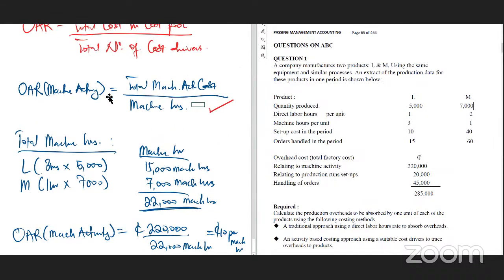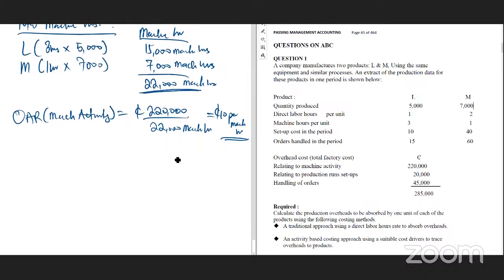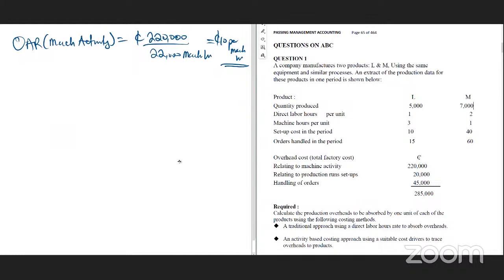So if you go to OAR for machine activity, you bring the formula for only that one before you start computing. Do you get the style? So if it's 10, you back 10 over 10. Makes sense. ABC is not difficult. I hope you are following gradually. Now, which is the next one? We need OAR for which one?